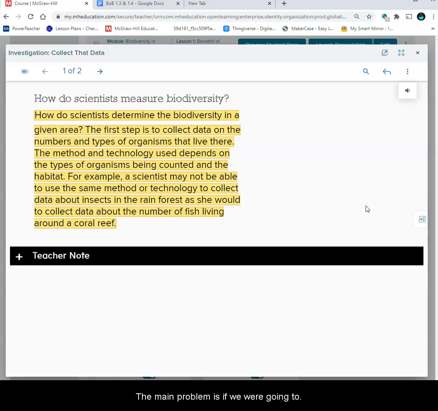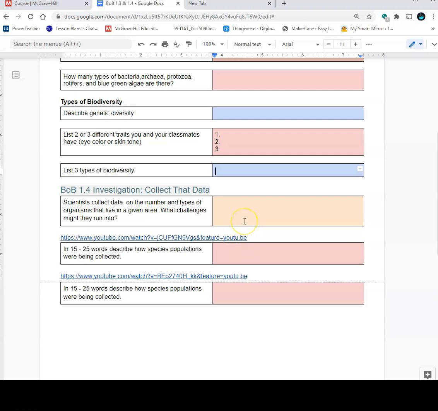The main problem is if we were going to collect data on the number of grasshoppers that are currently living at Madison Park, then we might go through and try to find out how many grasshoppers live in a given area. However, this becomes very difficult as grasshoppers are going to move to different places, and maybe if the people that cut the lawn come out, it's going to change that population by having loud sounds and moving a large extent of them. So there's a lot of problems with trying to count populations.